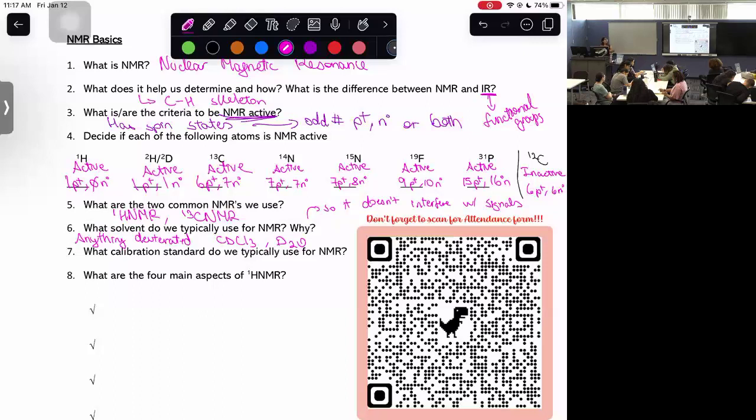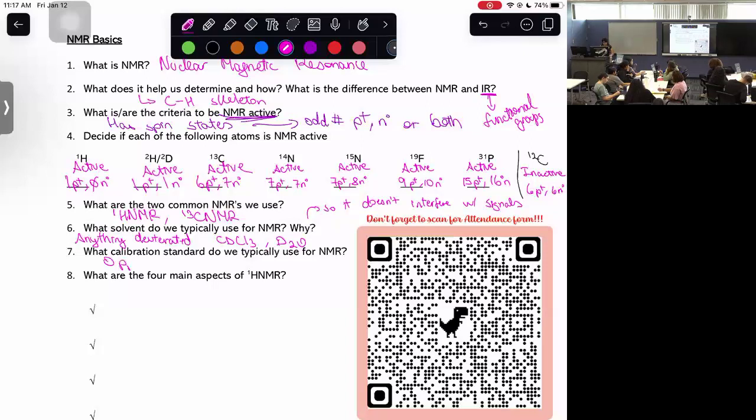Now, what's going to be the calibration standard? What does it mean? What are we looking for? Best guess. Is it like a zero? It's your reference point, exactly. More specifically, it's your 0 reference point.